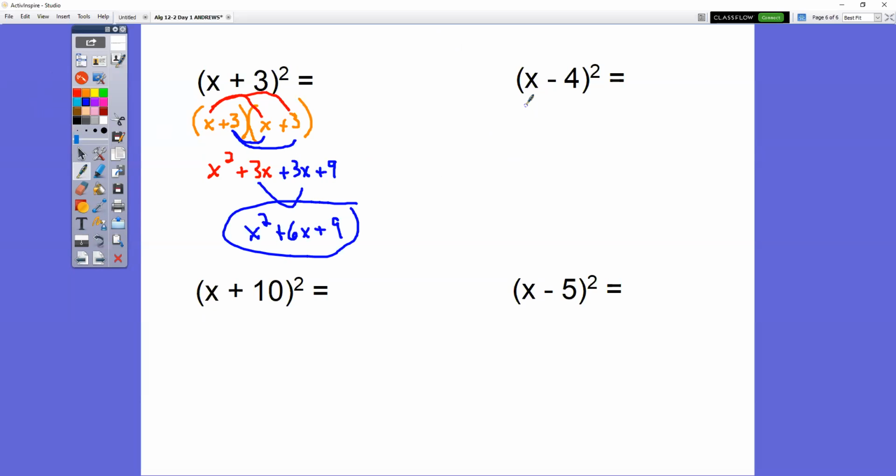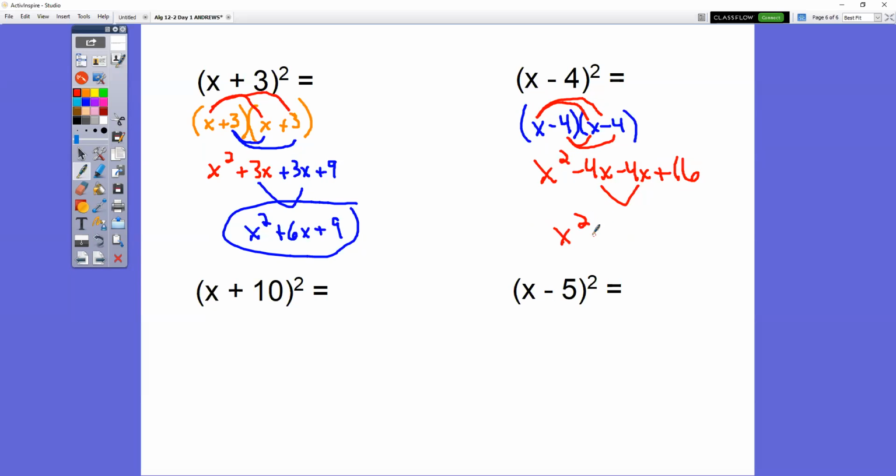Same thing happens when you have a minus like this. We would have x minus 4 times x minus 4. So again, you want to distribute and distribute. X times x is x squared. X times negative 4 is negative 4x. Negative 4 times x is negative 4x. Negative 4 times negative 4 is a positive 16. Add together your outers and your inners. So we'd have x squared minus 8x plus 16.